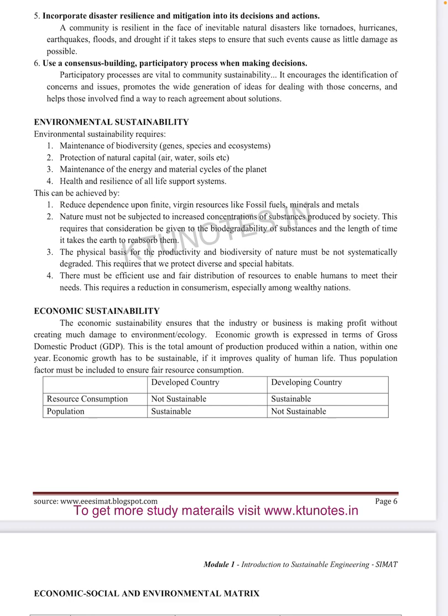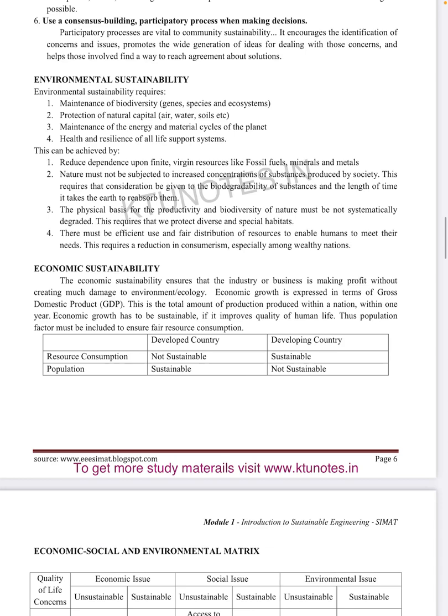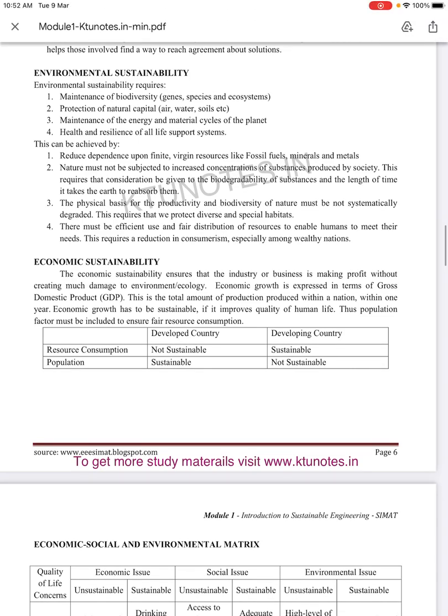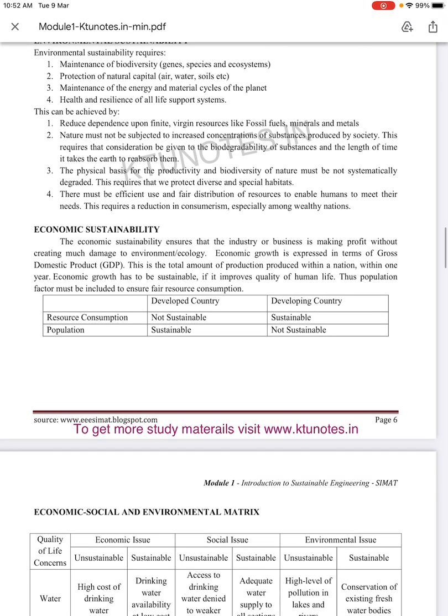Next, there must be efficient use and fair distribution of resources. The efficient use of resources directly means reducing energy use, resource use, and improving efficiency. The third part is economic sustainability.